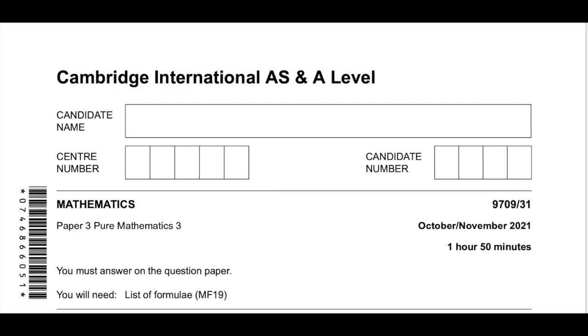Today we're going to be going through the October-November 2021 Pure Mathematics 3 past paper. Okay, so this paper was a little bit more difficult, in all fairness. So it did take a little bit longer. However, we managed to pull through it.